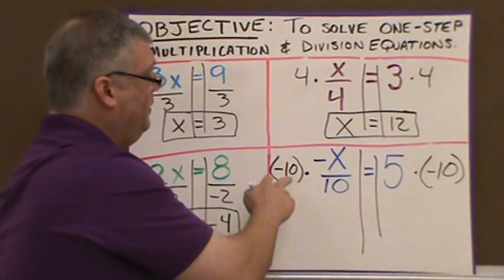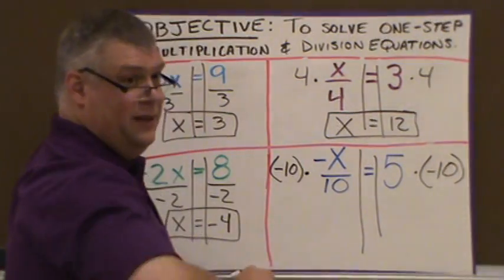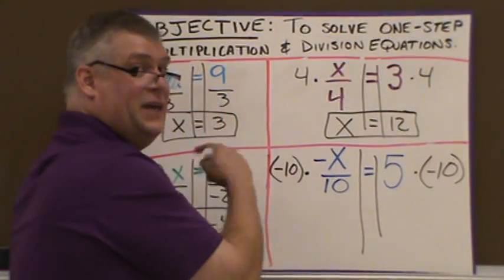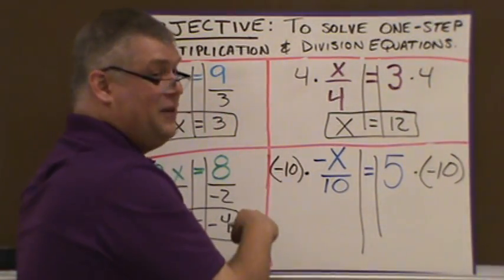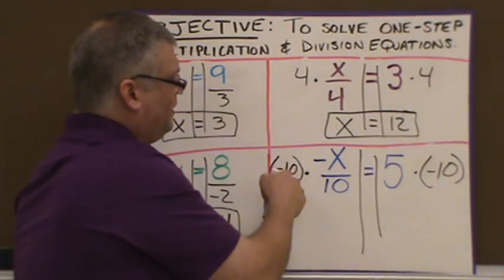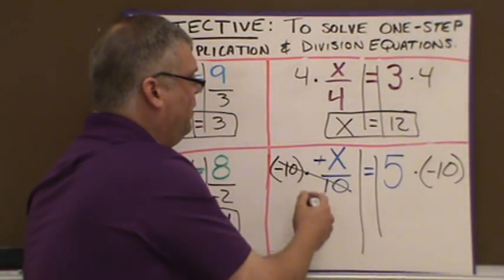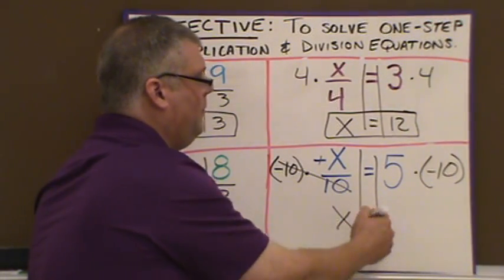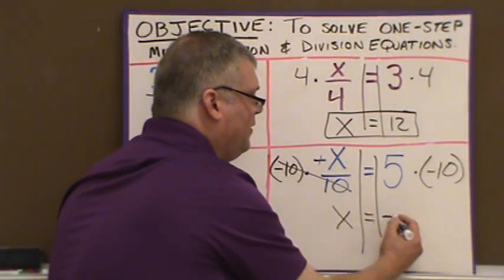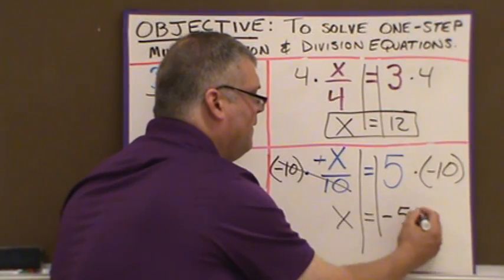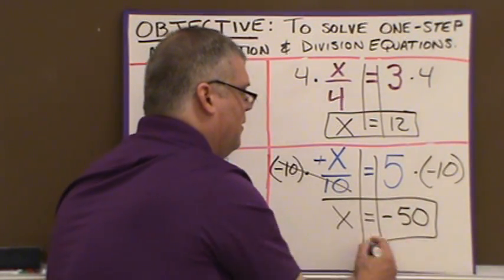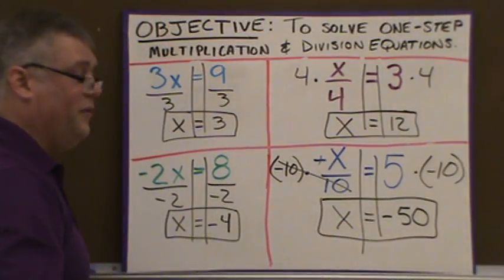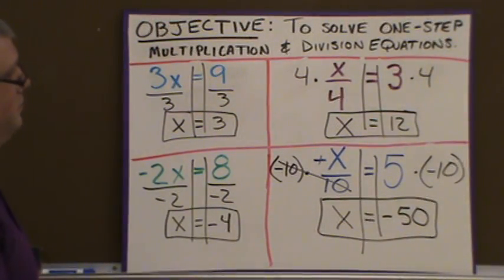And notice how I put the negative number in parentheses. It helps me distinguish the fact that I am multiplying by a negative number, and that I'm not doing subtraction there. These will cancel, along with the negative signs canceling. I'll end up with positive x. 5 times negative 10 is going to give me negative 50. Again, x is all alone, it's positive. We have the answer of x equals negative 50.